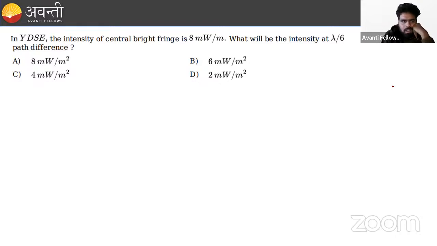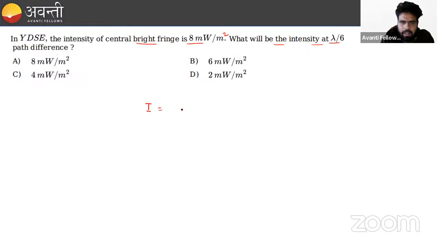The next problem that is asked is the YDSE section. What is given in the problem? The intensity of the central bright fringe is 8 milliwatt per meter square. This is the intensity given. What will be the intensity at lambda by 6 path difference? If we talk about the YDSE, firstly we have to know what the intensity is at the central bright condition.